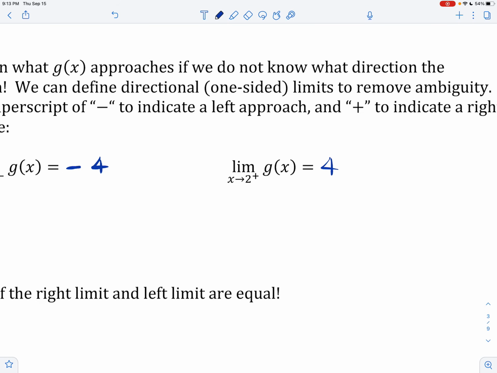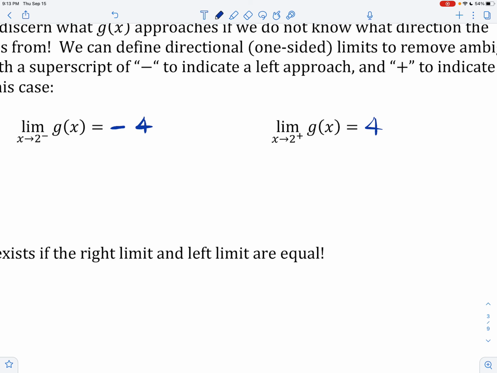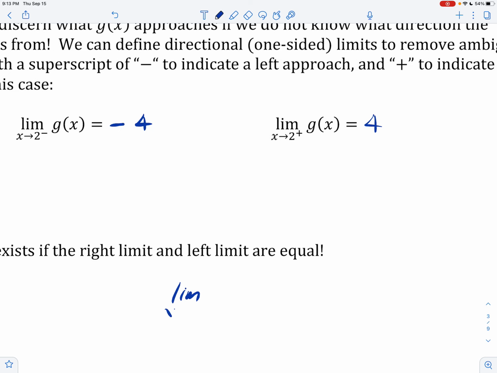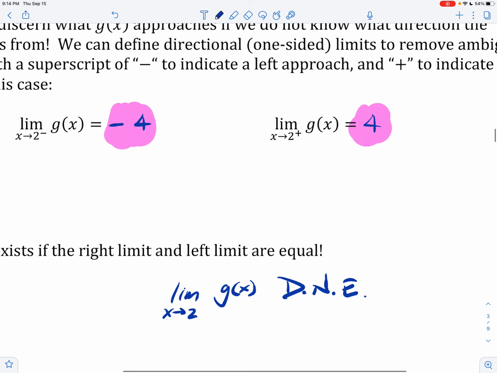If we were to evaluate the limit as x goes to 2 for this g of x, we'd want to look at the left limit and the right limit and ensure they're the same. If they're the same, yeah, it's that value. But these are different. And because they are different, this limit does not exist.